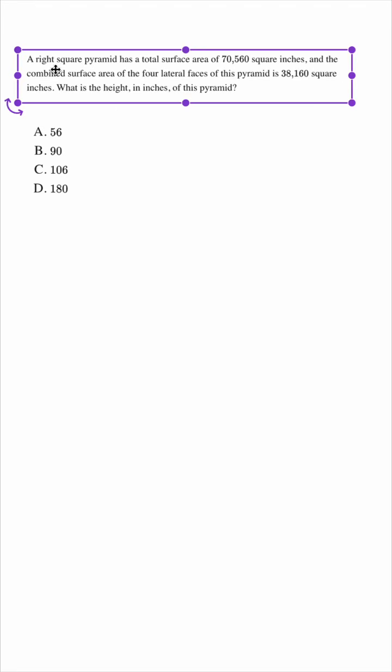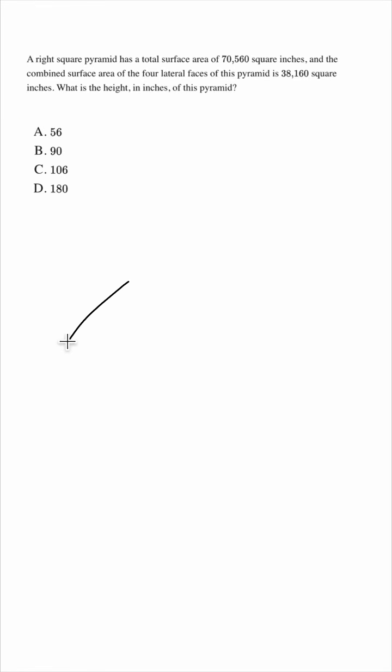In this SAT problem, we have a right square pyramid, so it's going to be a square base, and then it's going to be a pyramid. This is a bad drawing, but you get the idea that it's a pyramid, and it has a total surface area of this thing right here, and the combined surface area of the four lateral faces, which are these triangles, has an area of 38,160.